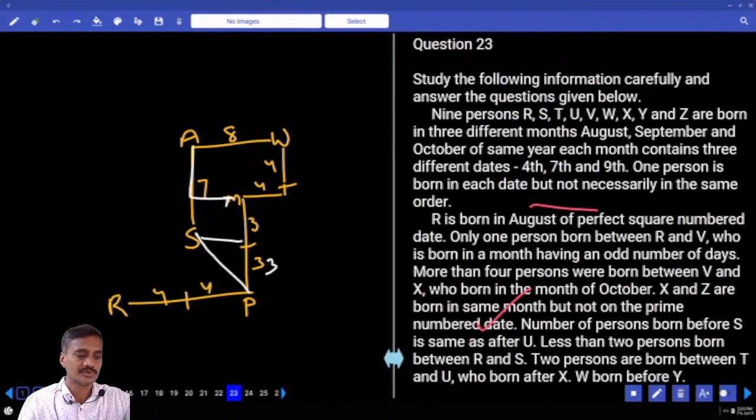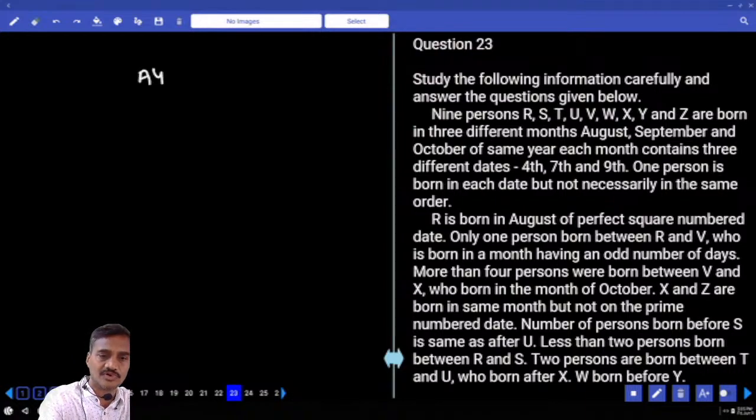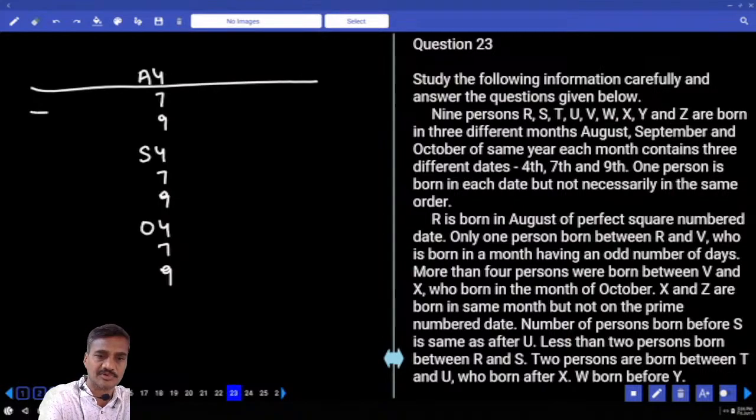The next one, 23 to 26, is based on months and dates. 9 persons are born in 3 different months on 3 different dates: August, September and October. In each month, the dates are 4, 7 and 9. Out of these, August and October have 31 days, and September has only 30 days.